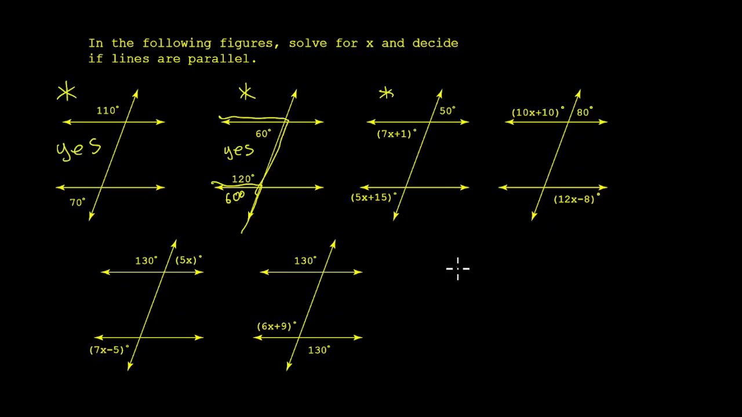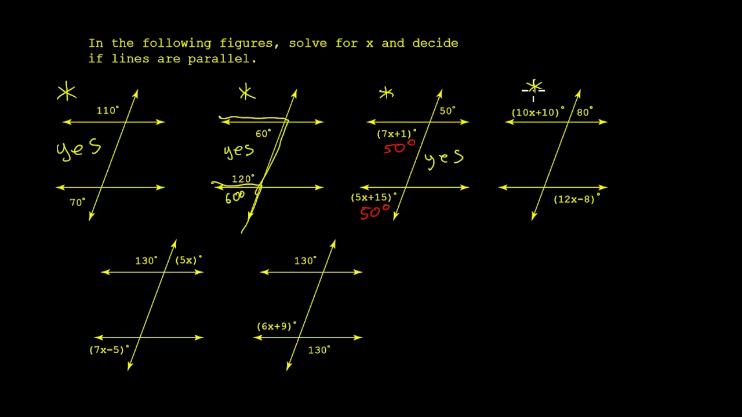So we'll do the algebra down here. 7x plus 1 equals 50. Therefore, 7x equals 49. Therefore, x equals 7. Now plugging back in red, 7 times 7 is 49, plus 1 is 50 degrees. 7 times 5 is 35, plus 15 is again 50 degrees. And these two angles are alternate exterior angles and are congruent. Therefore, yes, these lines are parallel.